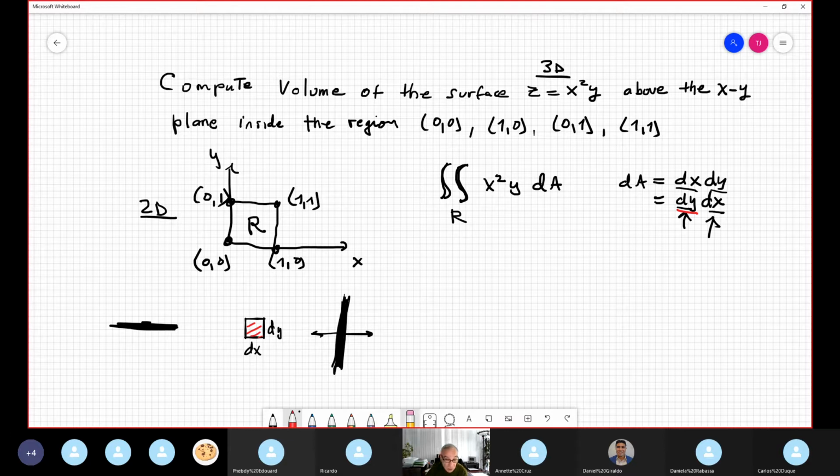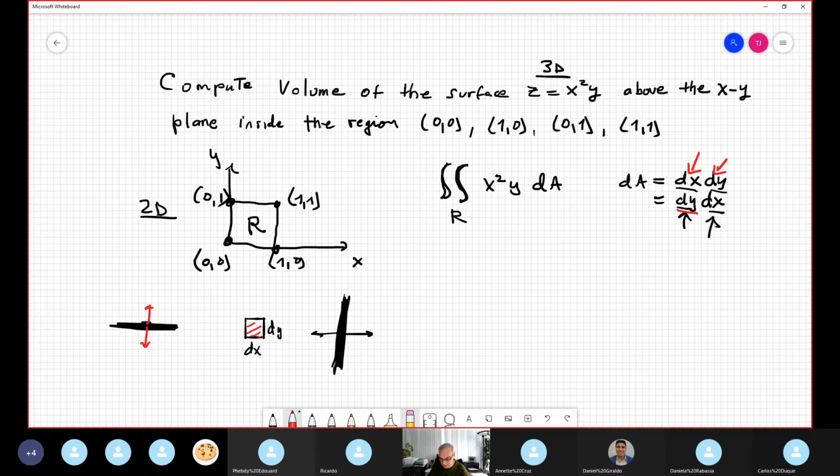Another way to do it is to integrate with respect to dx first. Okay, dx first. So the elastic strip now is horizontal, dx. And finally, integrate with respect to dy. So you open the window like that.